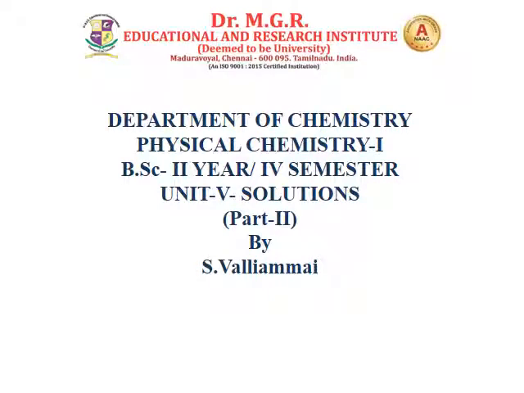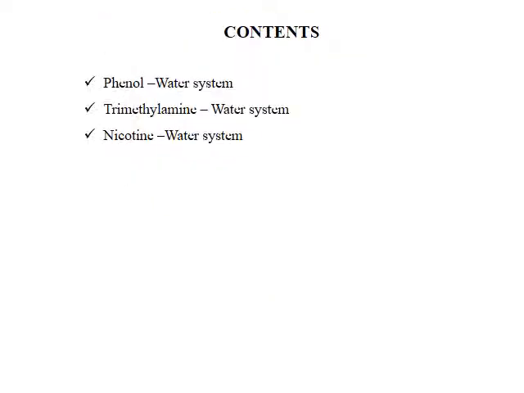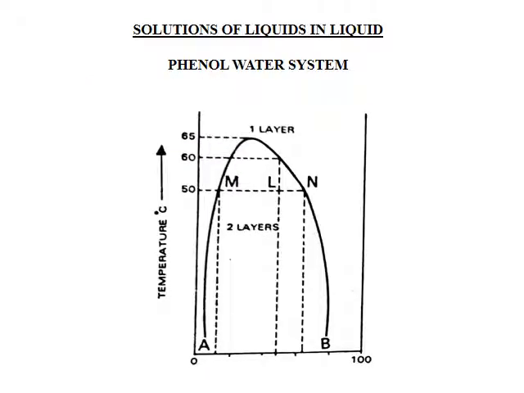So now this is unit 5, the solution, which is the last part of the unit. In this we are going to see three types of system, that is the phenol water system, trimethylamine water system and nicotine water system. So in this unit we are going to just see about the miscibility of the various systems. So first we'll move on to the phenol water system.